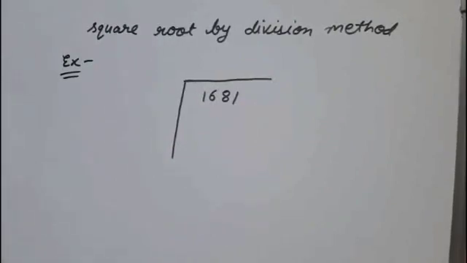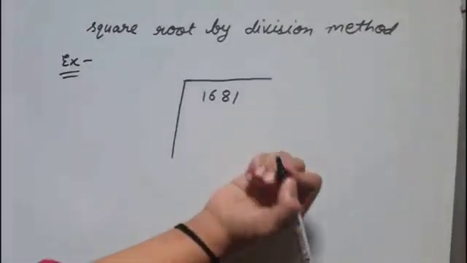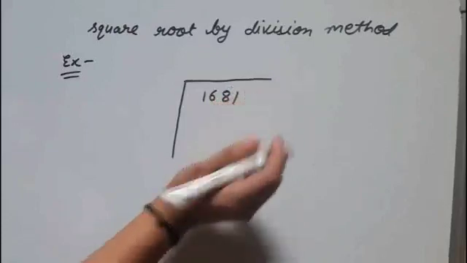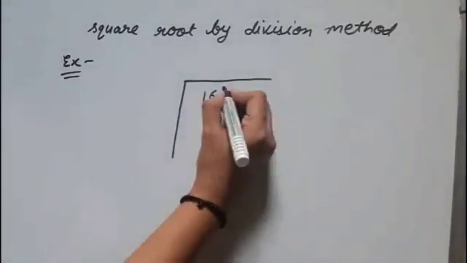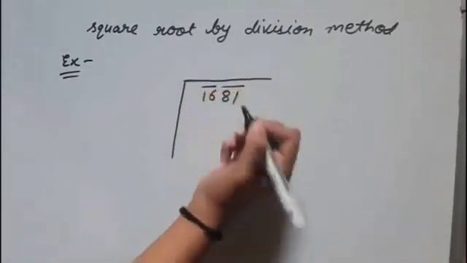Now the next topic, square root by division method. Many students asked about this method. So in this method, put a bar over the pair of digits starting from the digit at the ones place. So we are putting bars.